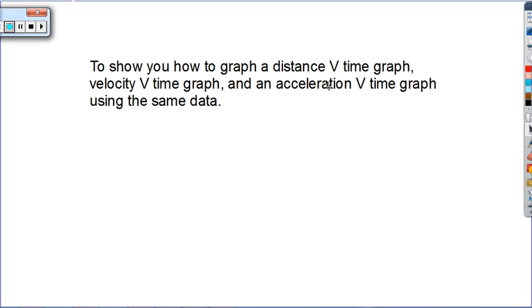As a prerequisite to this video, you should probably watch the video on basic graphing, and then go ahead and watch this video. In this video, I'm really just going to show you how you can take a single set of data and create three different graphs: a distance time, a velocity time, and an acceleration time graph.